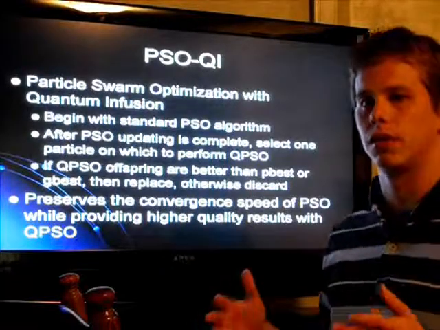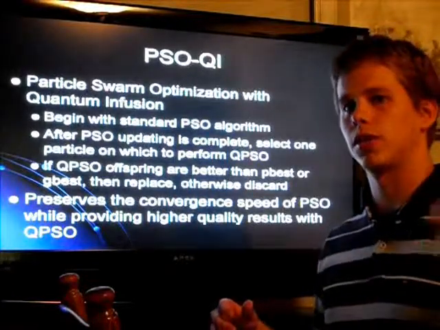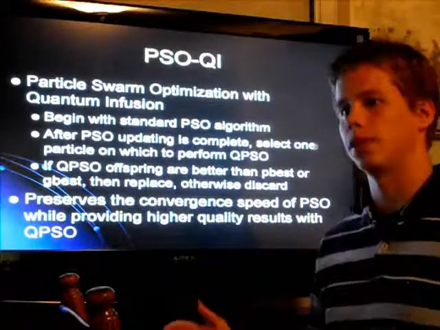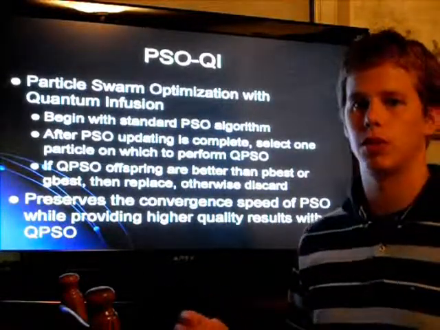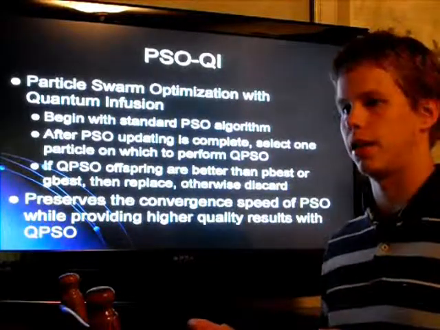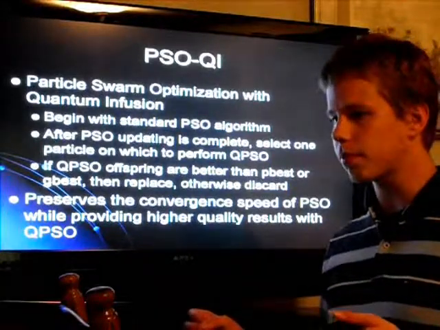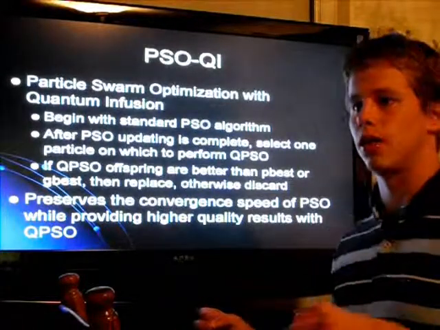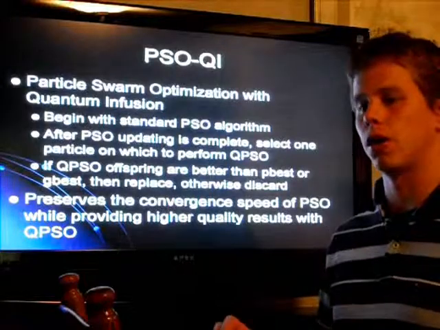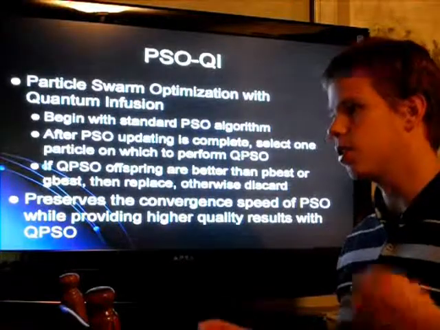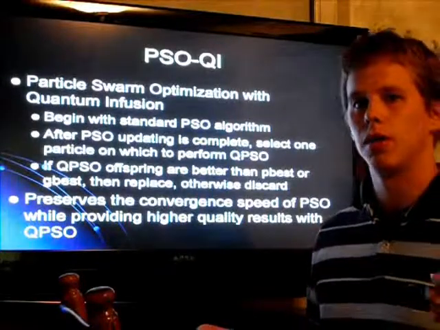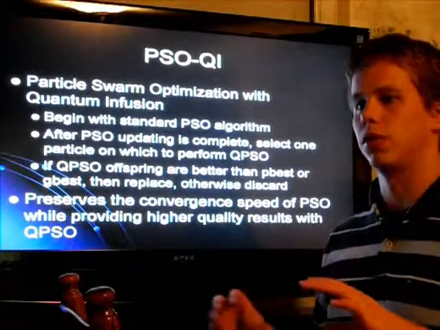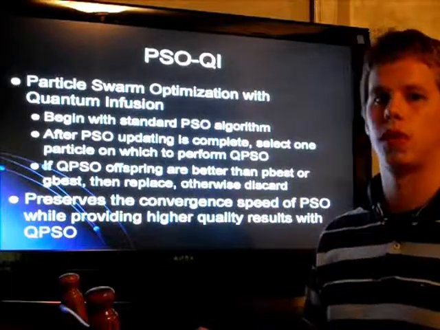Then we compare this offspring to the personal best, the P best of the particle, and the G best, which is the overall best. And if these offspring from the QPSO have better fitness than the P best or the G best, then the offspring replace those. Otherwise, it's discarded. So in this way, we can kind of preserve the convergence speed of the standard PSO while infusing a little better quality results by putting the quantum part in there as well.